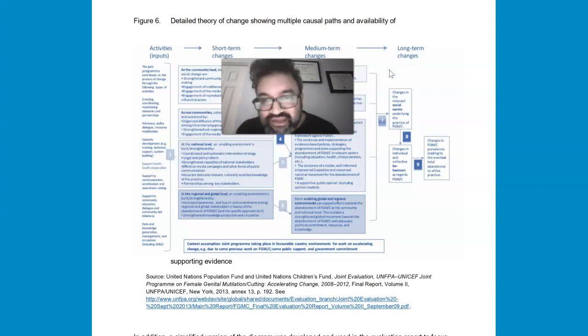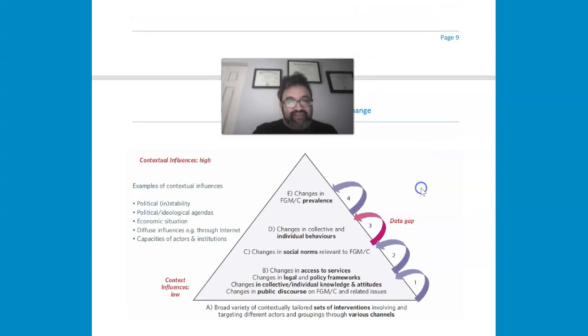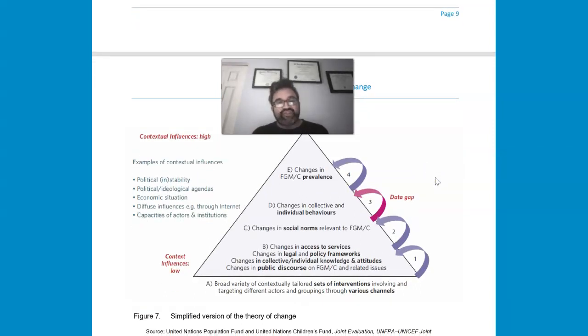So in the long term, the changes in the relevant social norms result, hopefully, in changes in the individual and collective behaviors of FGM, and in abandonment. Very detailed, but I think if you take a little bit of opportunity and go through this, it can provide really good insight. This is a more simplified version of theory of change, and theory of change again is focused on why.